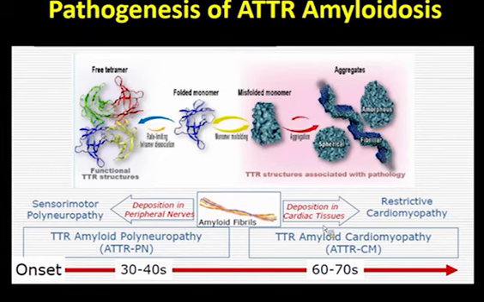What we're talking about today is amyloid depositing in the heart, and we would call that TTR amyloid cardiomyopathy or ATTR cardiac amyloid, and this affects individuals who are usually, as I said, over the age of 60, and to date at least predominantly seems to affect men more than women.